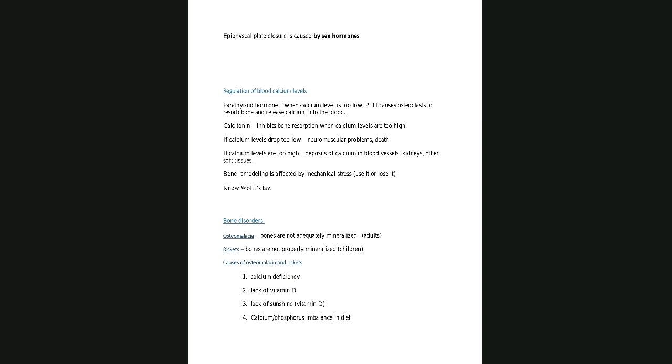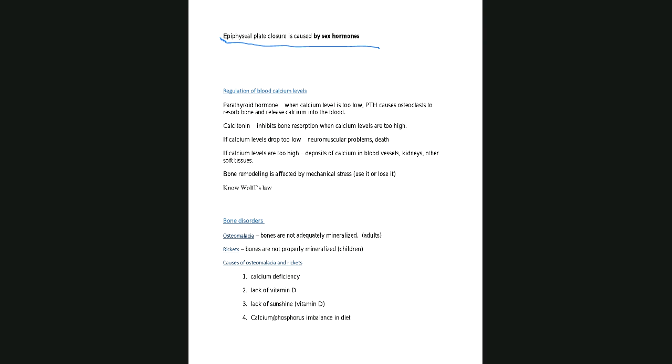Okay, the epiphyseal plate is closed by sex hormones. So initially, the sex hormones, estrogen and testosterone, when a person hits puberty, cause a stimulation of bone growth, and then the growth stops because the plates are closed. Males will continue to get thicker, broader bones, but they won't get any taller once those plates close.